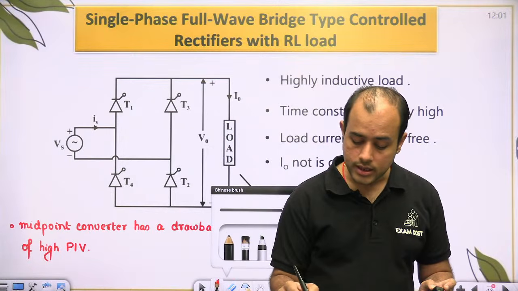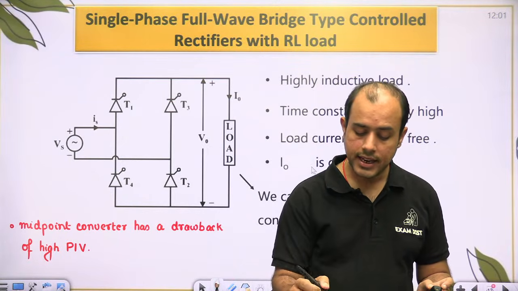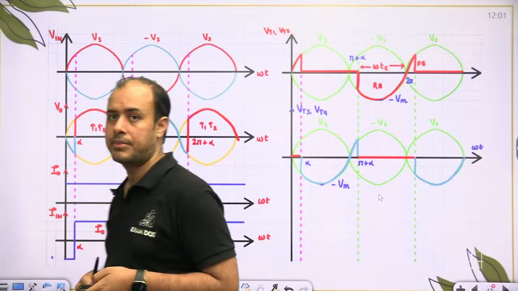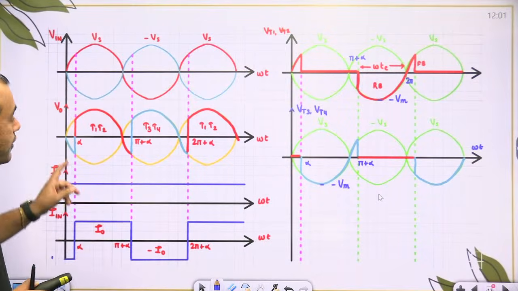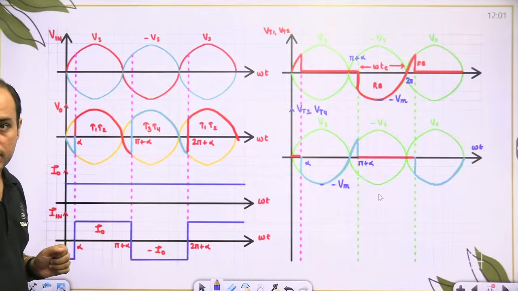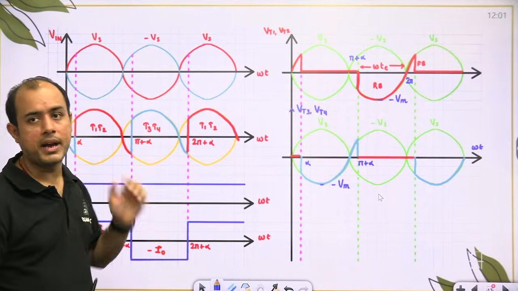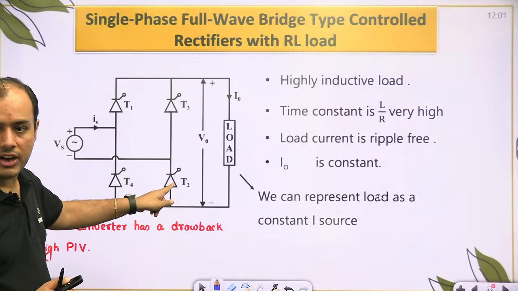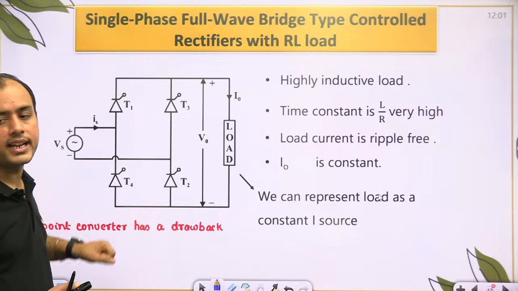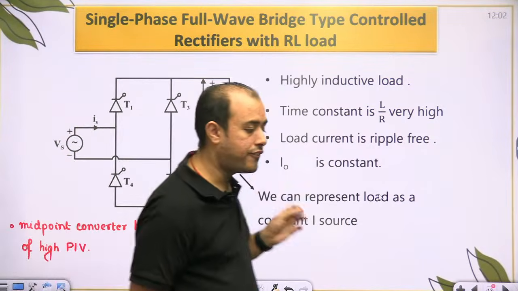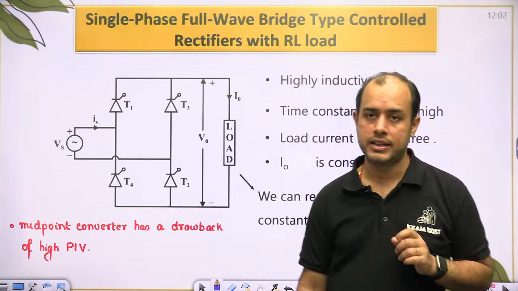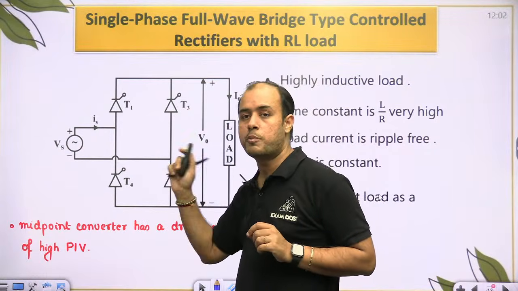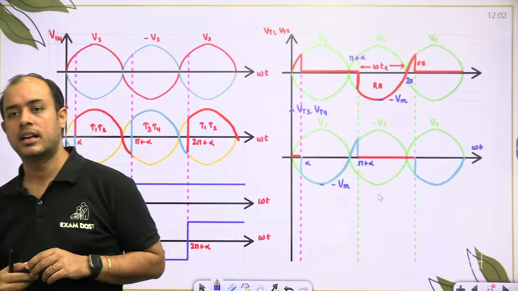Because I naught is constant, beta, sometimes it will be represented as a current source. बहुत बार ना इसको current source की तरह दिखाते हैं. Now you see, from alpha to pi plus alpha, T1, T2 will conduct. From pi plus alpha to 2 pi plus alpha, T3, T4 will conduct. So T1, T2 in the positive half cycle, T3, T4 in the negative half cycle. So during the first half cycle, alpha to pi plus alpha, T1, T2 are going to turn on, and from pi plus alpha to 2 pi plus alpha, T3, T4 are going to conduct.